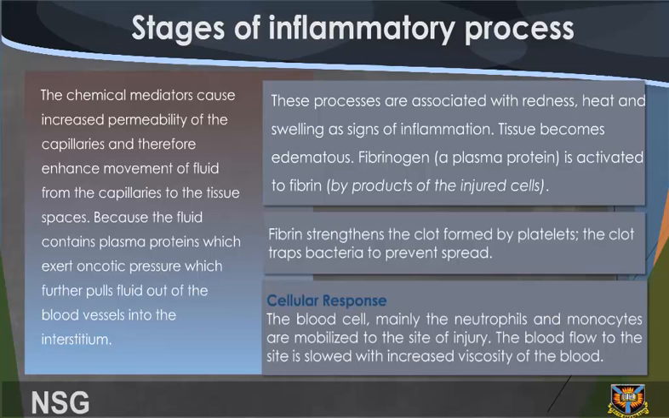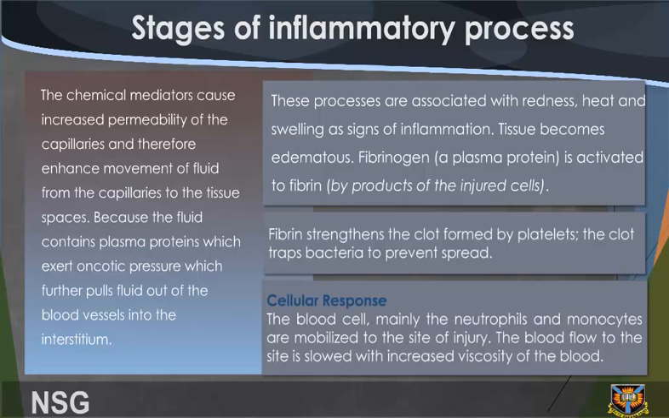These processes are associated with redness, heat, and swelling as signs of inflammation. Tissue becomes edematous. Fibrinogen, a plasma protein, is activated to fibrin, a byproduct of the injured cells. Fibrin strengthens the clot formed by platelets. The clot traps bacteria to prevent spread.